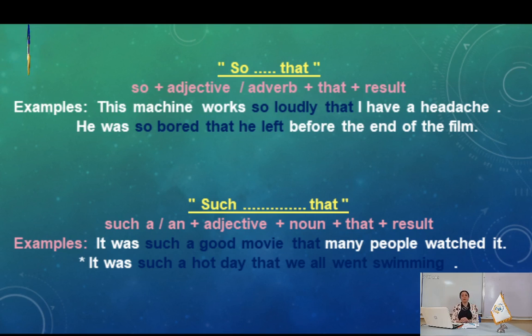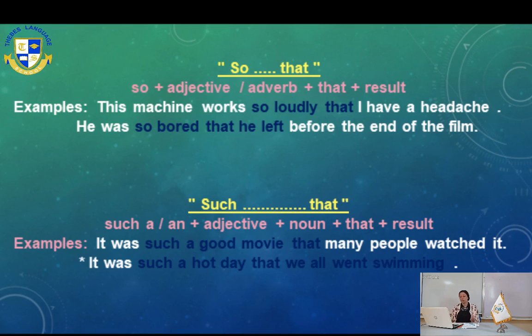Let's move to such that. Such is a little bit fat word. It eats 2 meals. What are the 2 meals that we have? Such, a or an, plus adjective, plus noun. So let me give you an example to elaborate what we have said. It was such a good movie that many people watched it. A good movie here, good is an adjective, and movie here is a noun. So it was such a good movie, this is the cause, that many people watched it, and this is the result.